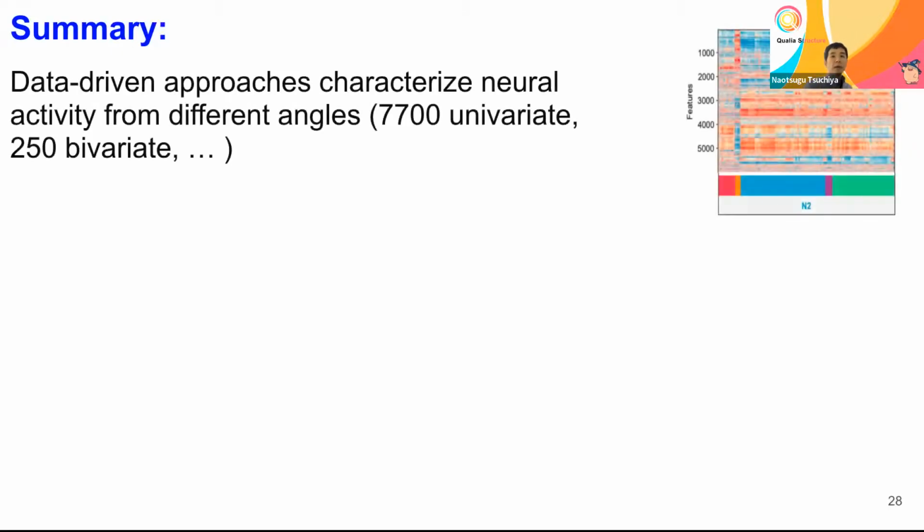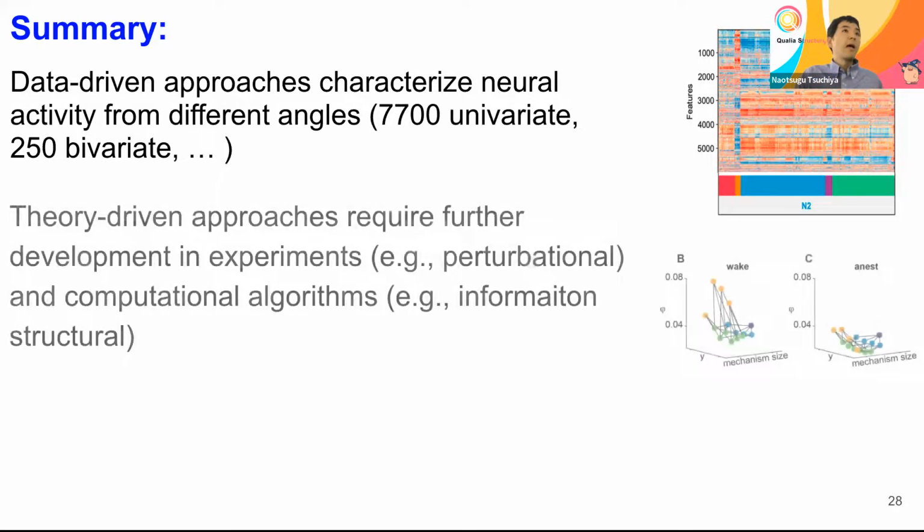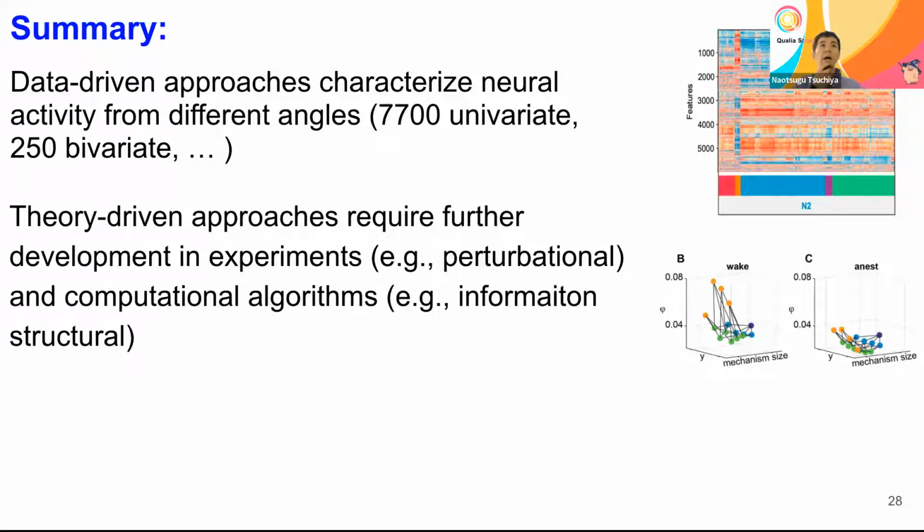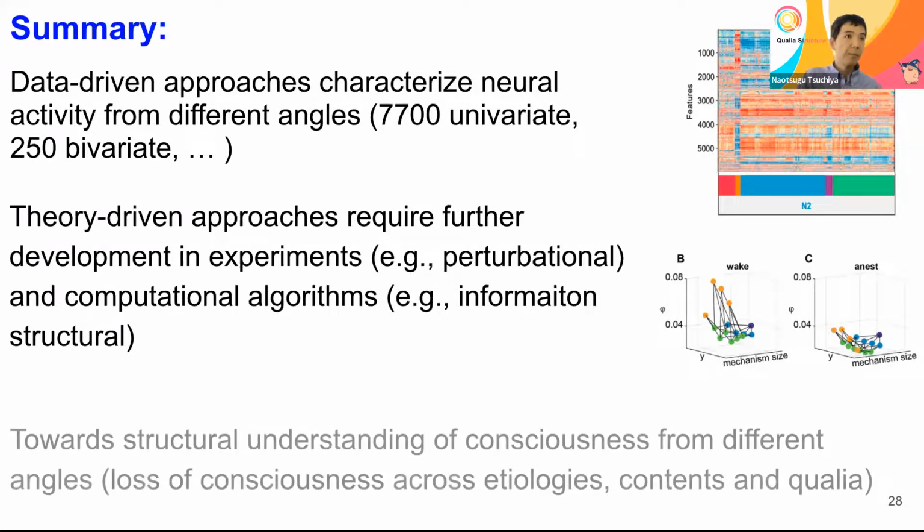So in summary, I showed in the first part that a data-driven approach can characterize neural activity from different angles, either 7,000 univariate analyses by HCTSA or 250 bivariate analyses in PySPI. And the theory-driven approach still requires some development, but we can already start to compute the predictability of the loss of consciousness by following some algorithm.